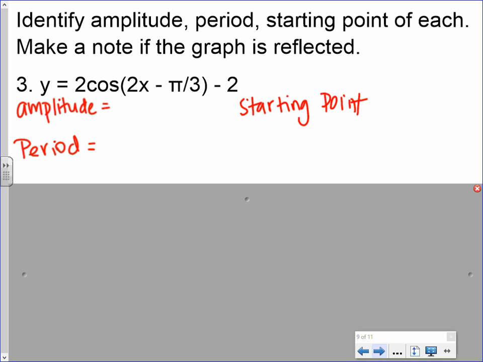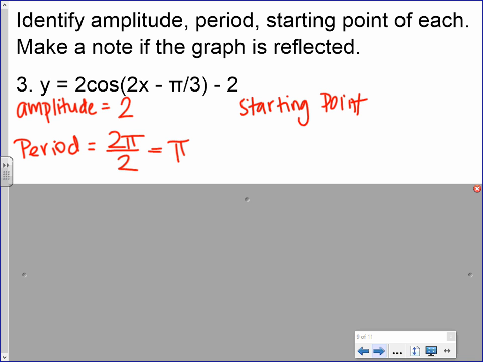We'll start with the amplitude. Kira, what would our amplitude be? 2. Okay. A is 2, amplitude is 2. Good. The period. How are we going to calculate the period, Haley? Just take the 2 and divide that by the 2 pi. Okay, so we're going to take 2 pi divided by b. You said b is 2. So our period is pi.